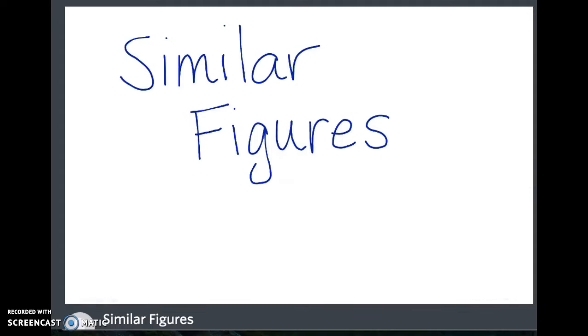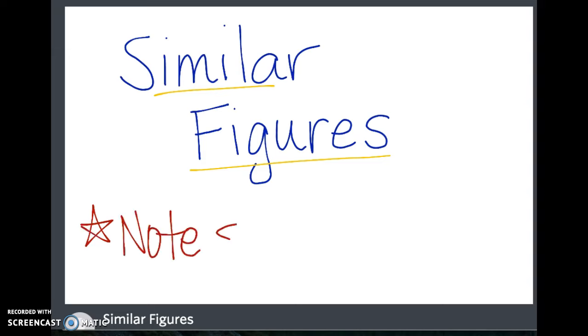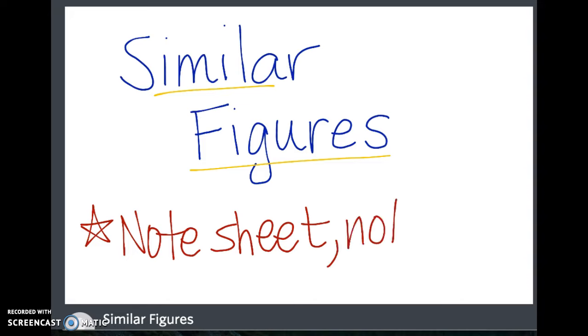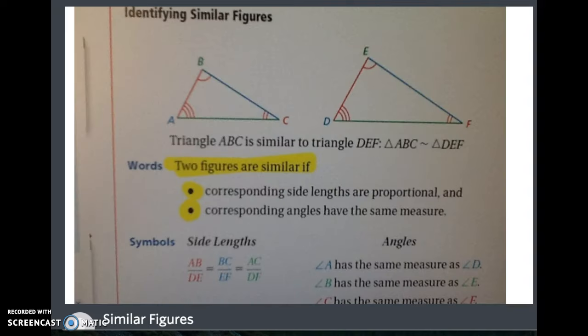Alright, hey guys, today we're going to talk a little bit more about similar figures. So we started talking about that in class today, but we're going to add to what we talked about in class. Okay, so you should be taking notes right on your note sheet. There's a bunch of blank space, so you can use any of that. If there's not room there, you can take it in your notebook. So again, add to the notes that we took in class today.